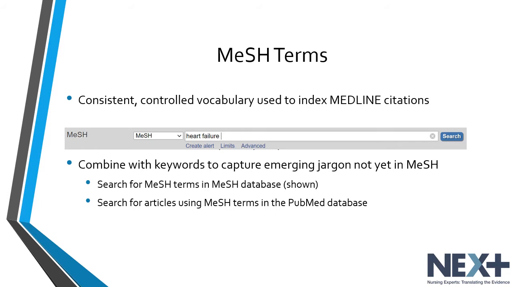Medical Subject Headings, called MeSH, are Medline's attempt at creating a controlled, consistent vocabulary. They are added to a citation after an indexer reads the full text of an article and help increase the relevancy of search results. It is recommended to search with MeSH terms and keywords, which are your own words, to capture emerging topics or terms not yet indexed in MeSH.